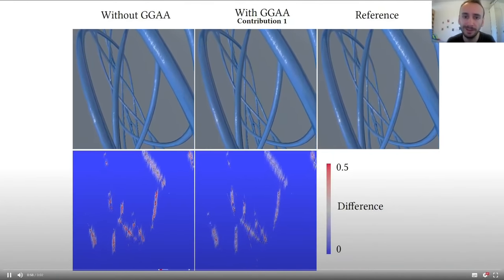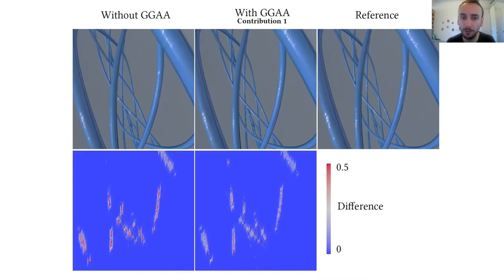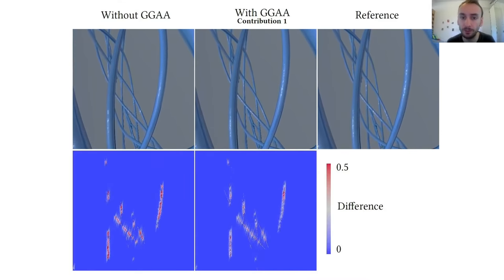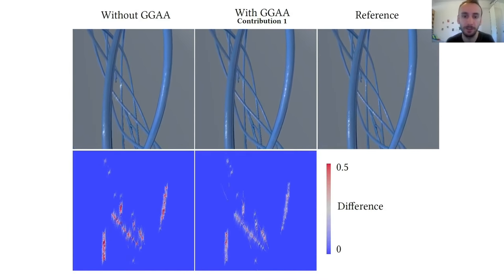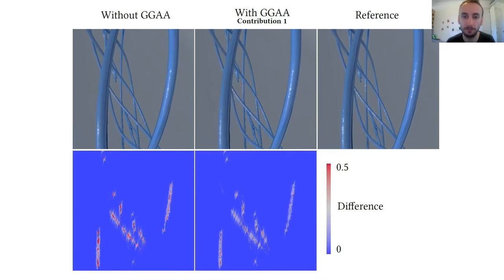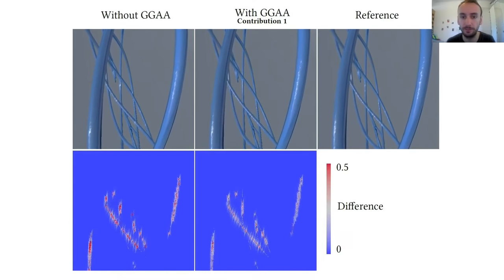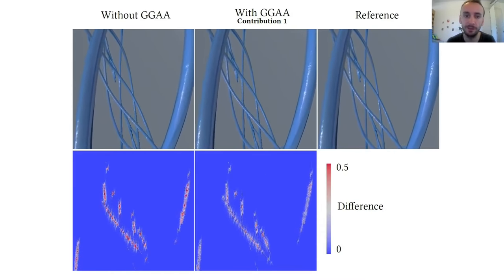These small differences in the code make it possible to have a rendering where most of the glint aliasing has disappeared, as shown here in the middle. On the right, you have the reference, and on the left, the original method.